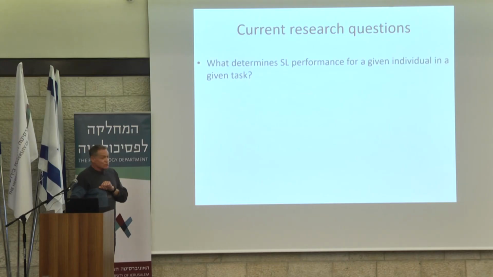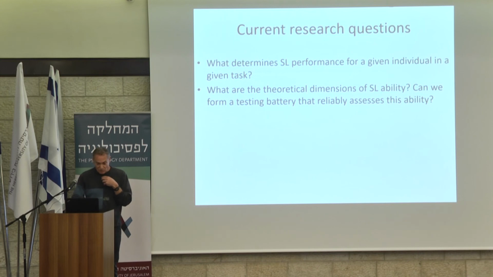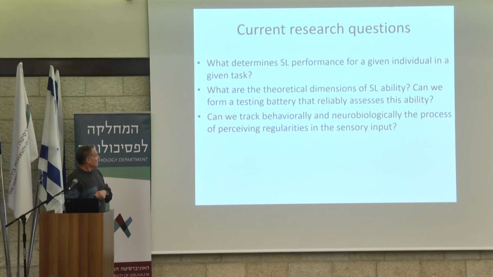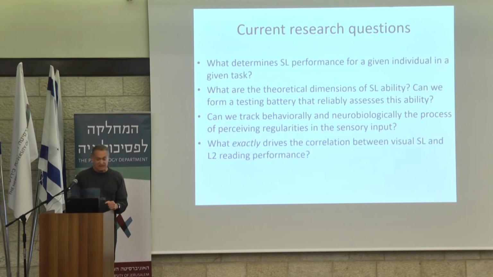So these are the current research questions we have in the lab. We ask what determines statistical learning performance for a given individual in a given task. What are the theoretical dimensions of this capacity? It's not enough to say that it's not nested in other abilities. The question is what underlies it. Can you track, behaviorally and neurobiologically, the process of perceiving a regularity? This is being done right now with Louisa and Ayelet's lab. What exactly drives this correlation between task and reading performance? And what are the neurobiological and shared mechanisms of statistical learning and language learning?